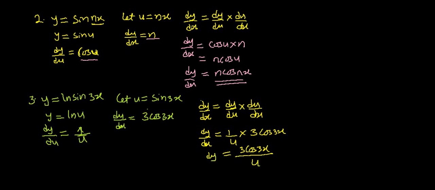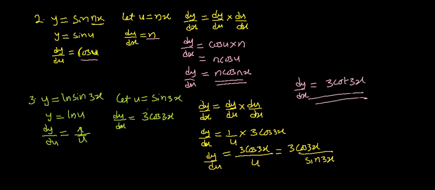Now let's substitute back our value of u. This is 3 cos 3x, and we had our value of u to be equal to sine 3x. So you discover that we have cos 3x divided by sine 3x. So this will reduce to dy/dx equal to 3 cot 3x, because in trigonometric identities, cos x over sine x is equal to cot x. So this is what you have.